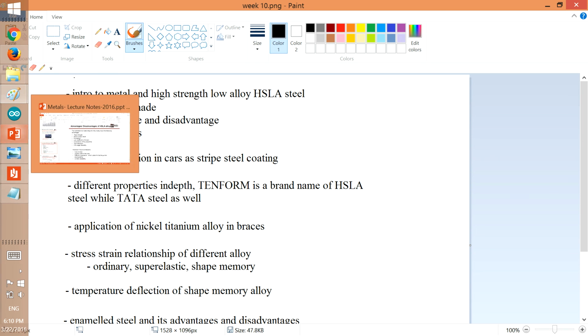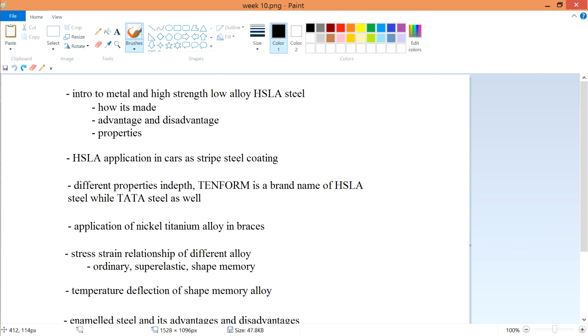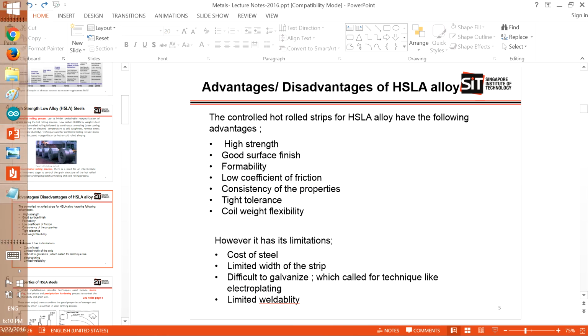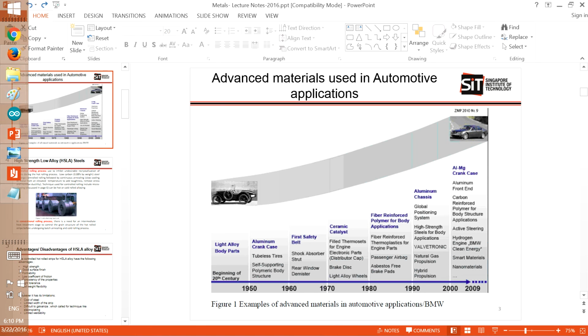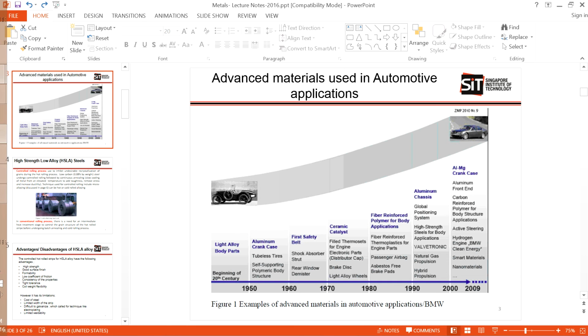But before going into the properties, I also want to talk about something more. Hopefully it's within, maybe I should split it into the next video, where we talk about how to apply advanced metals in the automotive industries. I think, yeah, next video. See you there.